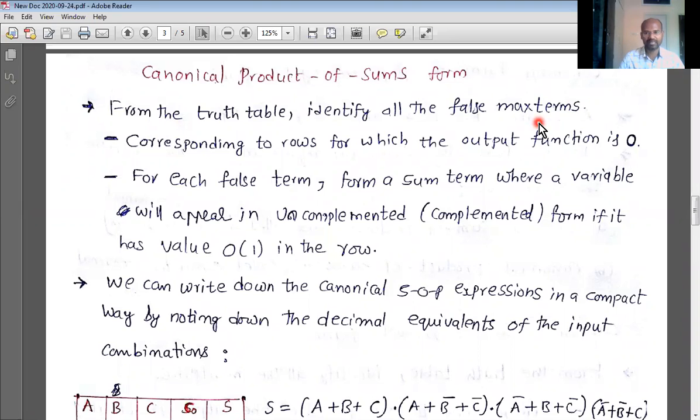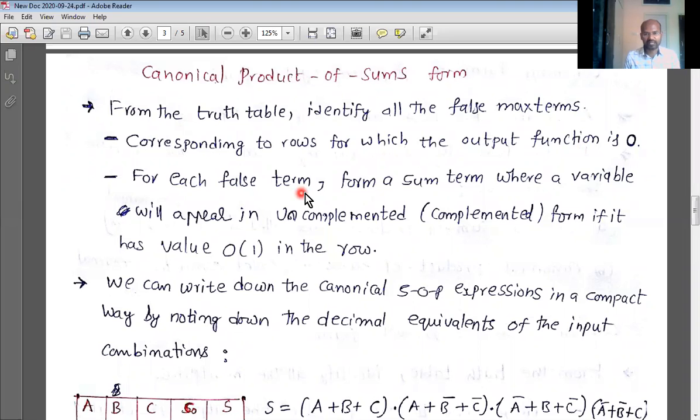False maxterms means, a maxterm is a sum term. We all know, according to the definition, a maxterm is a sum term which contains all the literals. That's what a maxterm is by its definition. Now a false maxterm means the sum term which produces a 0 in the result. That is the false maxterm. We have to identify all the false maxterms corresponding to rows for which the output function is 0.